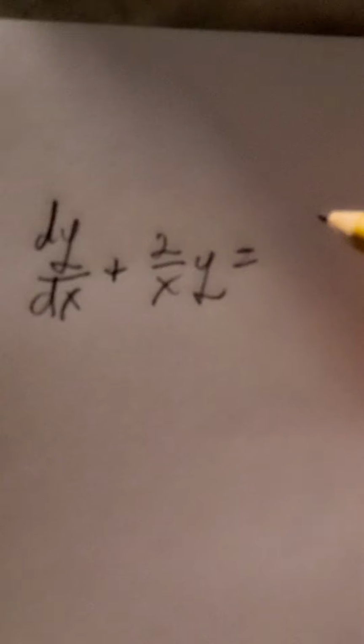Okay, so now I'm going to apply this rule to a true situation, okay? Let's suppose you have a differential equation. Now you have to get it in this form. You have this differential equation: dy/dx plus 2 over x times y equals sine 3x over x squared. Okay?